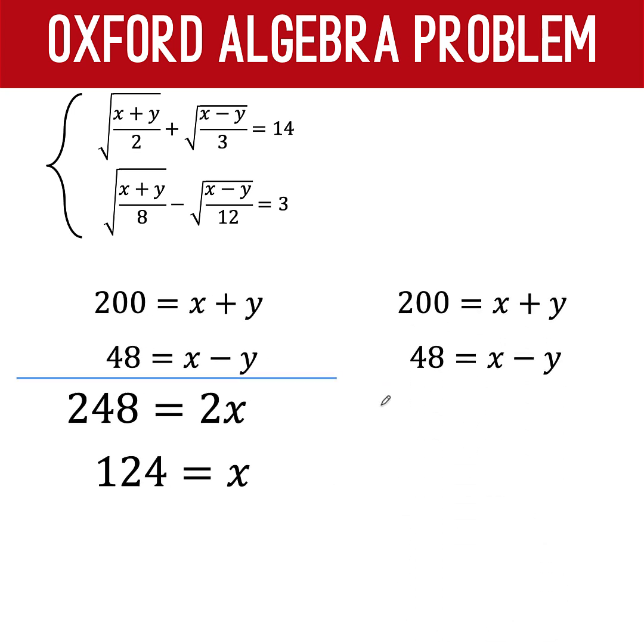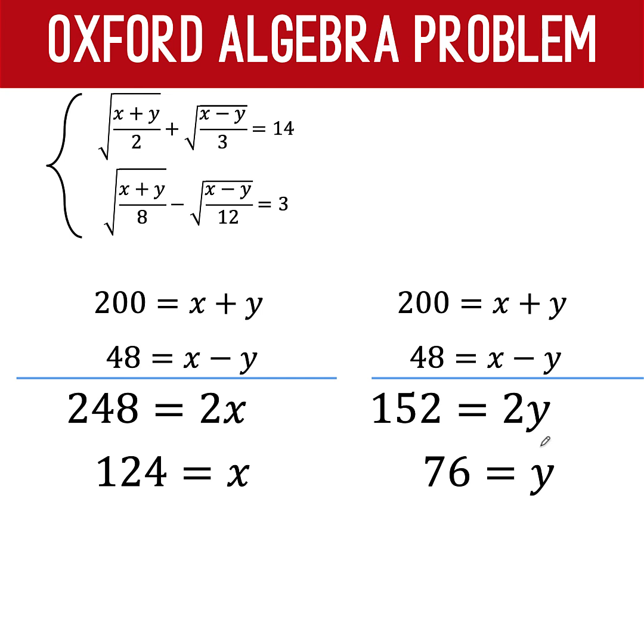Then using again the same system of equations, this time we are going to subtract, so we can solve for y. 200 minus 48 is 152. x minus x is 0, but y minus negative y becomes y plus y, or 2y. Dividing by 2, we have y equals 76. And so we now have the values for x and y. x is 124 and y equals 76.